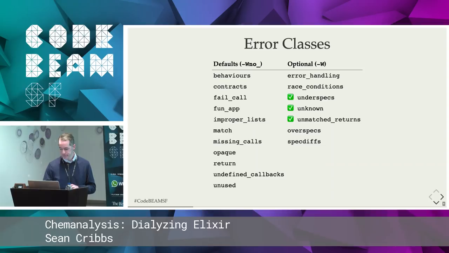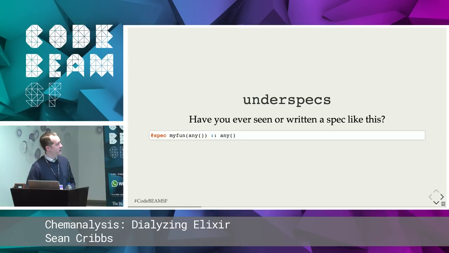The first one is underspecs. Have you ever seen or written a spec like this? Yes? Okay. This is what underspecs will warn you about. Is this spec useful? I don't really think so. It's not useful for documentation. It doesn't help Dialyzer at all. Typically, in this case, I would say, if you can't write a good spec, just leave it off. You're not providing any useful information to anybody, and Dialyzer will still infer the right type for you.